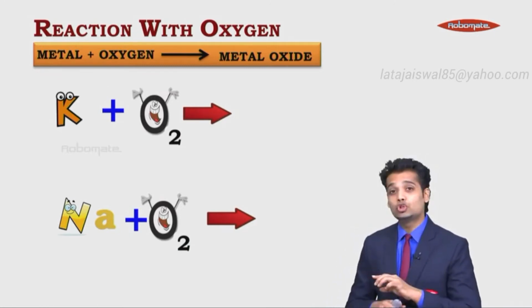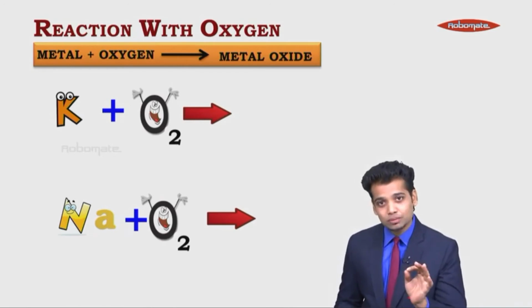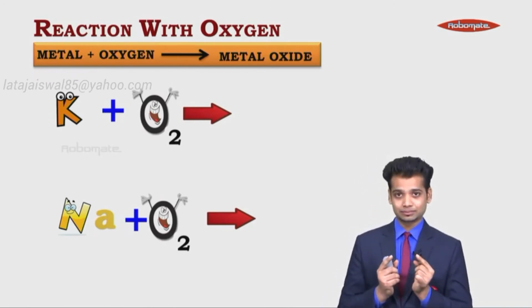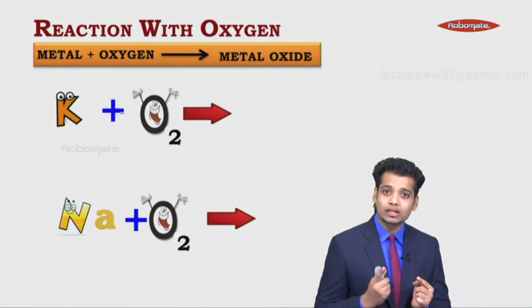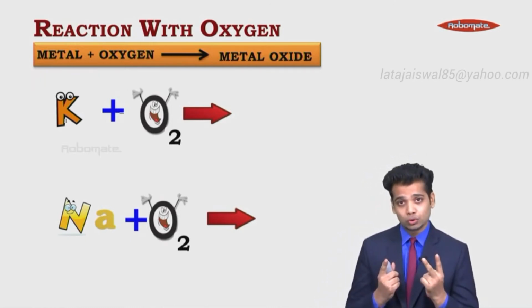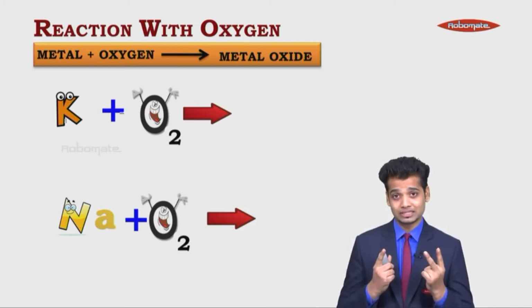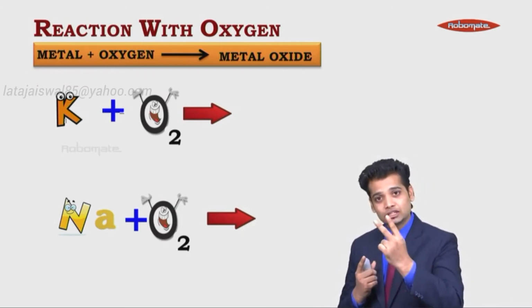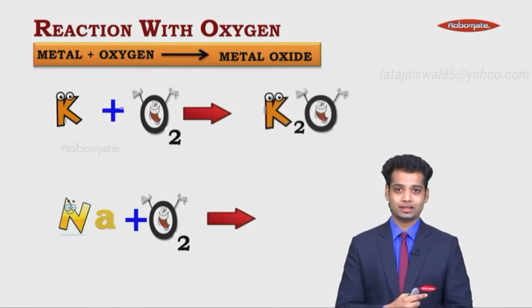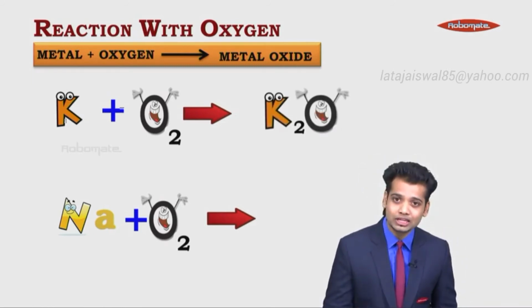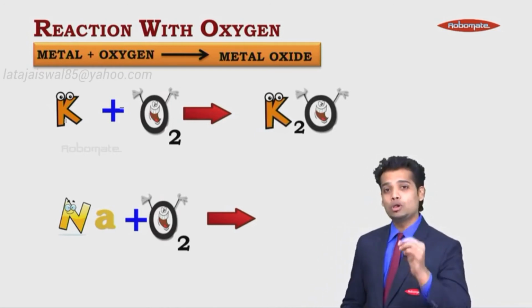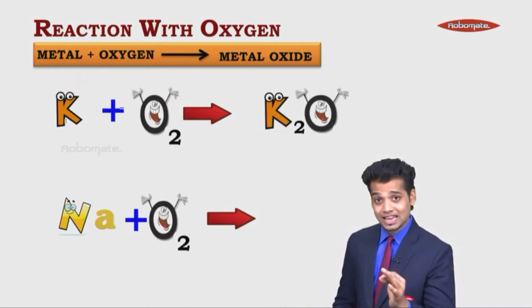Again, this is not algebra. This is chemistry, my dear student. You have to use the valencies. K valency is 1, O valency is 2. However different it sounds, it will always form K2O1, K2O, that is potassium oxide. K and O2 will react and always form potassium oxide, that is K2O.